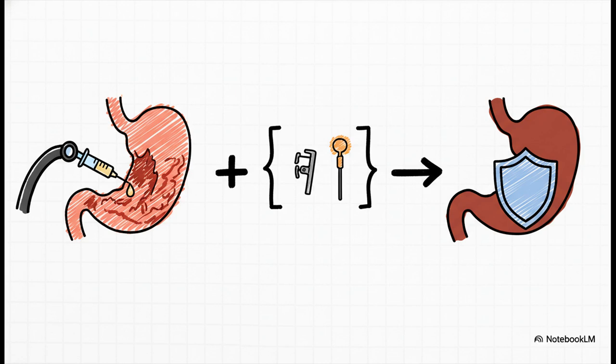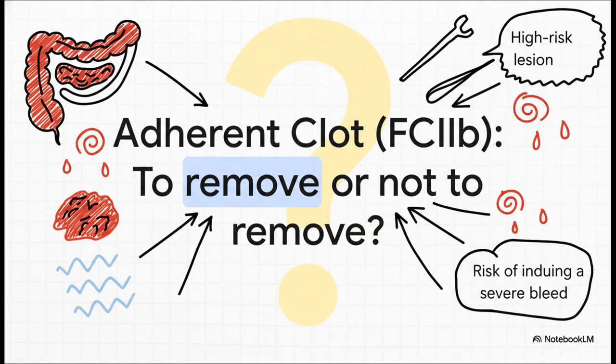For high-risk stigmata, your Forest IA, IB, and IIA, dual therapy is now mandatory. Adrenaline injection alone is considered insufficient monotherapy. It must be combined with a second modality, whether that's mechanical clips or thermal therapy, to effectively reduce the risk of rebleeding.